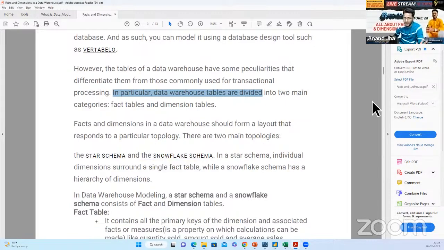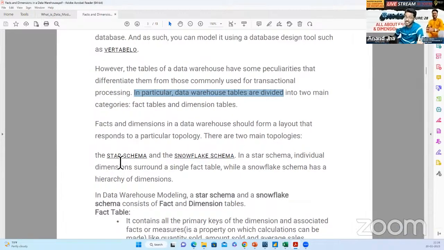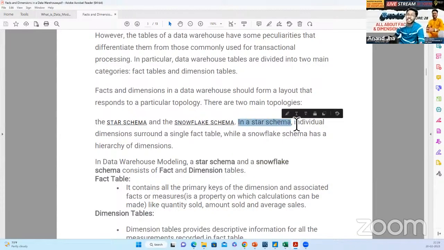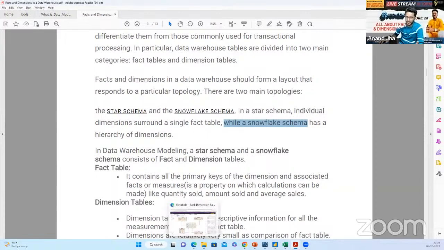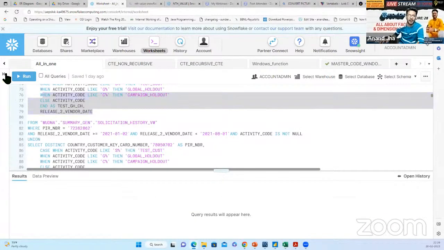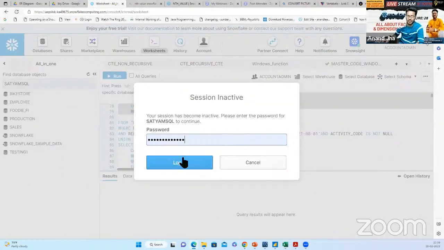So there are two main topologies, star schema and snowflake schema. In a star schema, individual dimensions surround a single fact table. So there will be a single fact table, while a snowflake schema has a hierarchy of dimensions. Snowflake, you have seen, right? Snowflake, have you seen how many it contains? I'm not logged in.